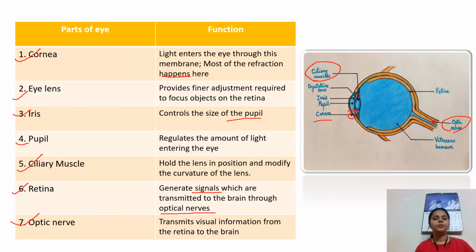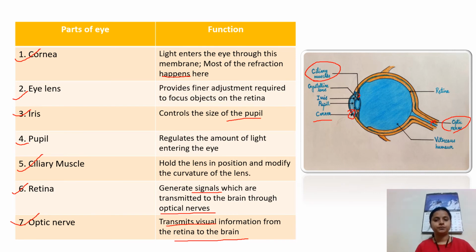Now the next point is the optic nerve. The function of the optic nerve is to transmit visual information from the retina to the brain. So the basic function of the optic nerve is transmission. It transmits the information from the retina to the brain.